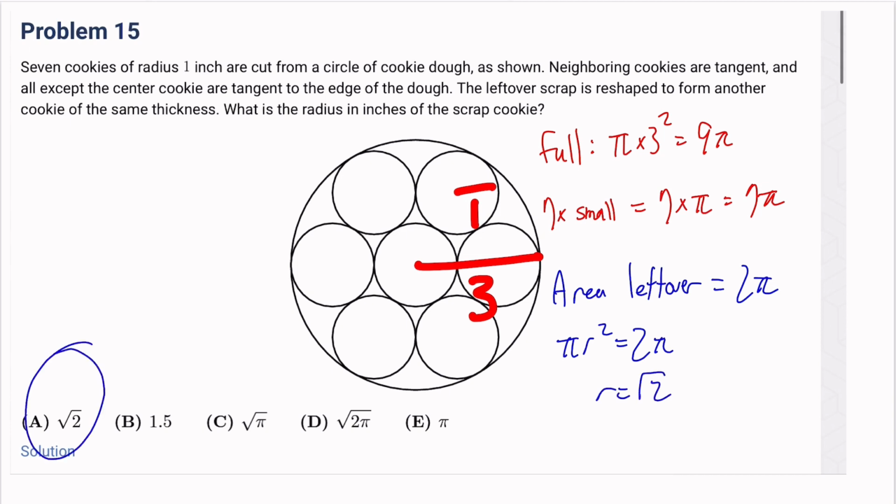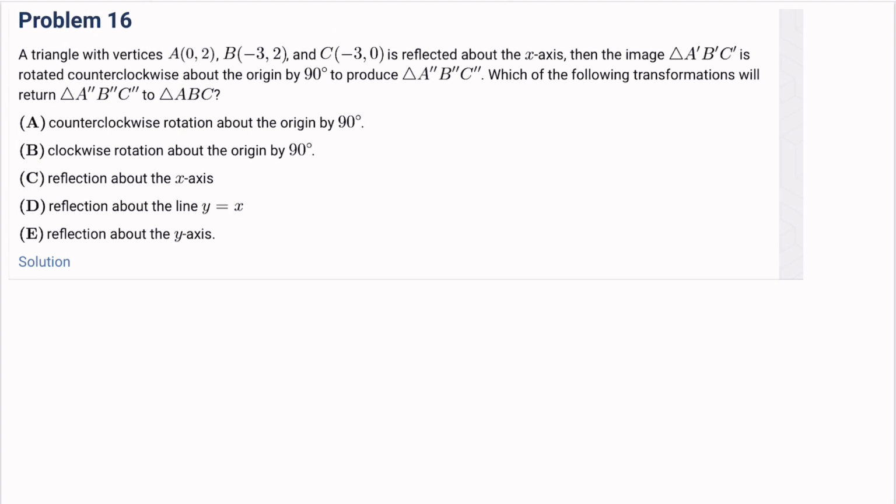The answer is A. Number 16, a triangle with vertices. These points are reflected about the x-axis, and then the image is rotated counterclockwise about the origin by 90 degrees to produce triangle A2 prime, B2 prime, C2 prime. Which of the following transformations will return A2 prime, B2 prime, C2 prime to ABC?